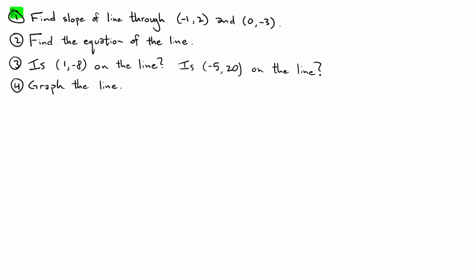First, we'll find the slope of a line through two given points. Then we'll find the equation of the line. We'll ask whether two given points are on the line or not. And finally, we'll graph the line.